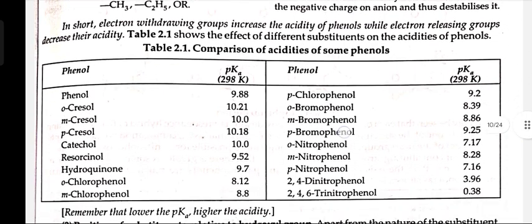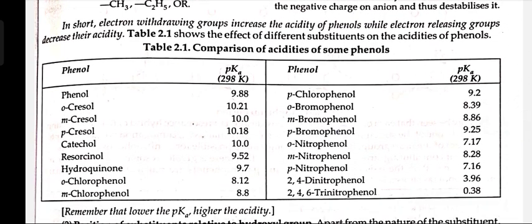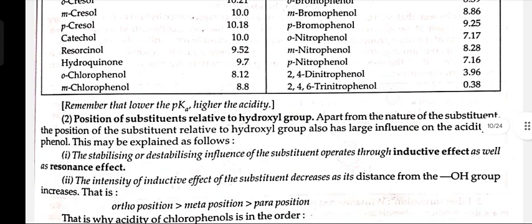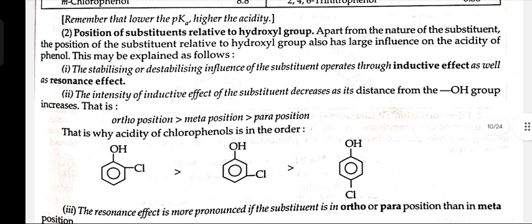In short, electron withdrawing groups increase the acidity of phenol while electron releasing groups decrease it. Remember that the lower the pKa value, the higher the acidity. Position of the substituents relative to the hydroxyl group. Apart from the nature of the substituent, the position of the substituent relative to the hydroxyl group also has a large influence on the acidity of phenol. This may be explained as below.